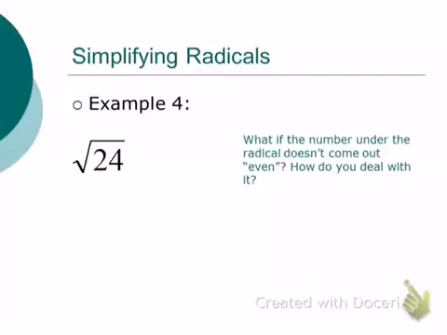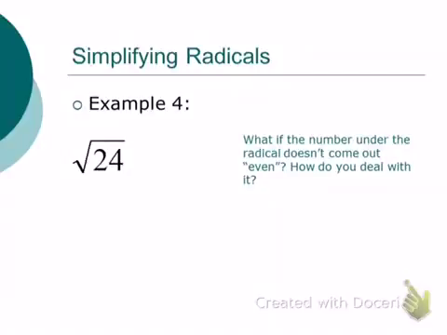What does it mean to simplify this expression? How do we simplify it? You find the largest perfect square that will divide into it, right? What's the largest perfect square that is a factor of 24? 4? 6 isn't a perfect square, but 4 times 6 will work, right?